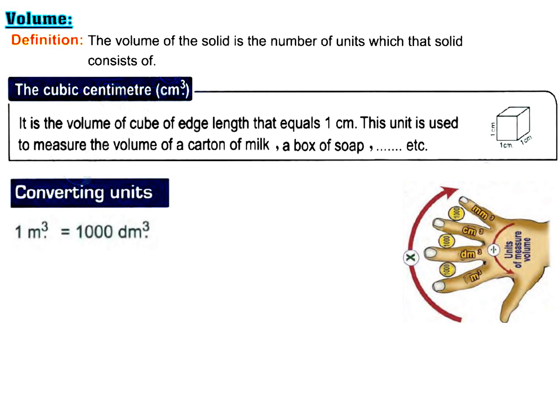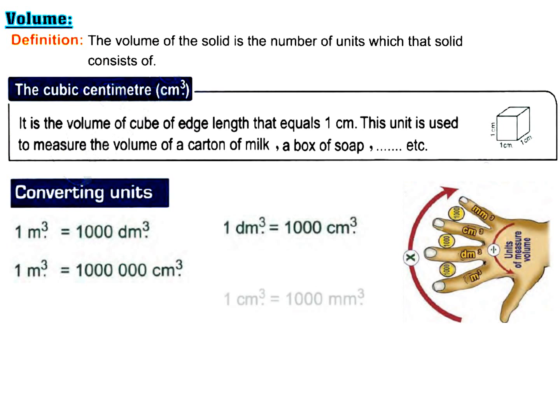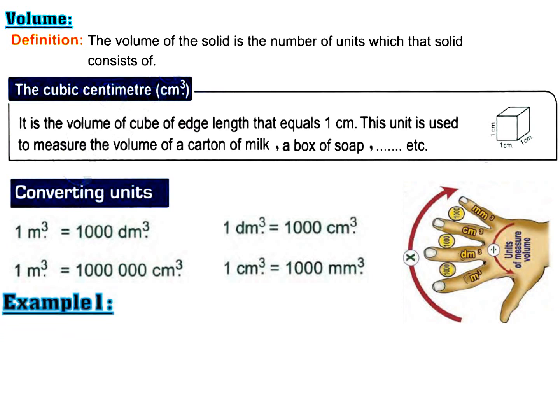So converting units, 1 meter cube equals 1000 decimeter cube, but 1 decimeter cube equals 1000 centimeter cube. So 1 meter cube equals 1 million centimeter cube. 1 centimeter cube, I know, equals 1000 millimeter cube. Okay. Example number 1.